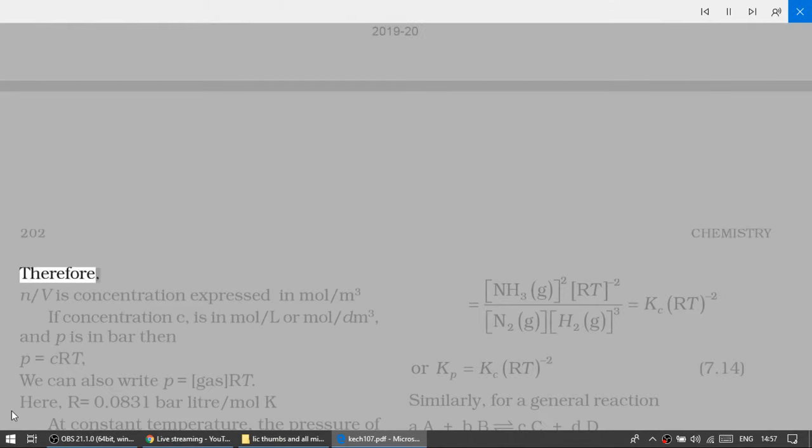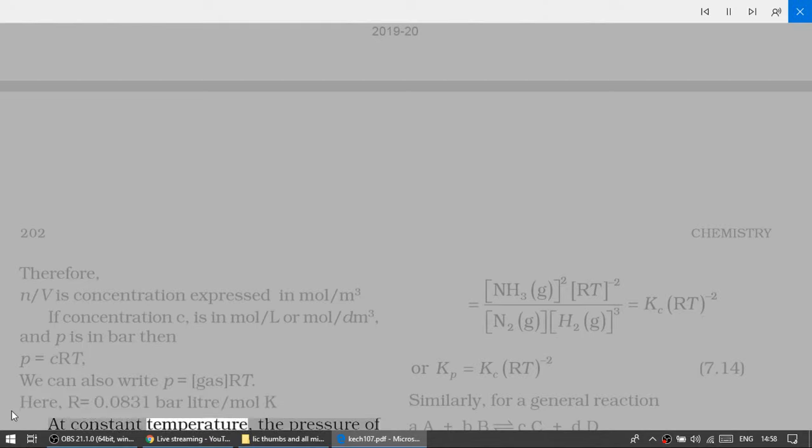Therefore, n/V is concentration expressed in mol/m³. If concentration c is in mol/L or mol/dm³, and p is in bar, then p = cRT. We can also write p = [gas]RT. Here, R = 0.0831 bar L/mol K.